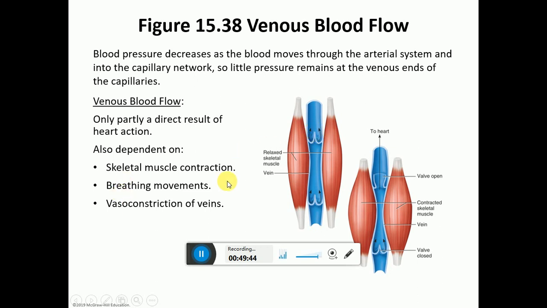Breathing movement. So as we inhale, that inhalation works kind of like a vacuum, helping in the suction of the venous blood back to the heart. There's also vasoconstriction of veins, but the two most important ones are your skeletal muscle contractions and breathing movements.